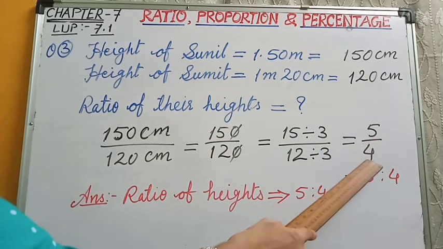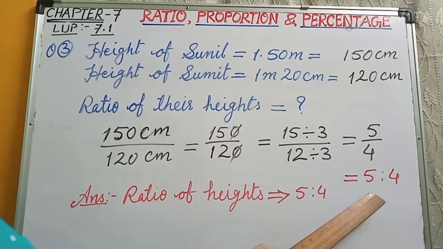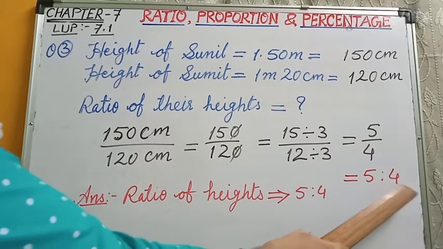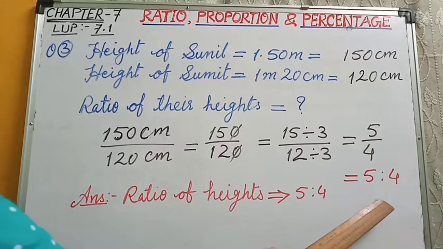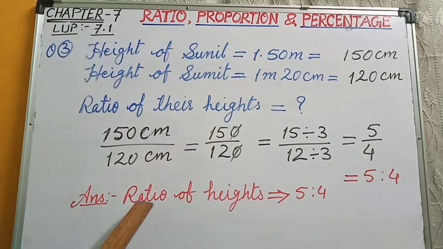We cannot divide further. So 5 by 4 can be written as 5:4. So the ratio between Sunil's height and Sumit's height is 5:4. We can write the ratio of heights as 5:4.